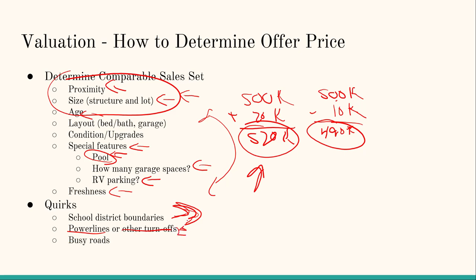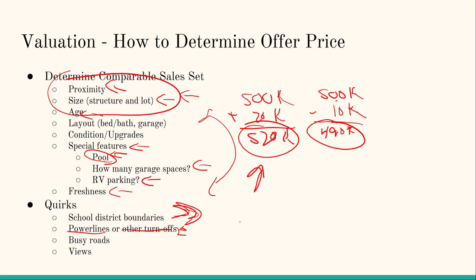If it's on a busy road, even if you do a proximity search, if your property is on a really busy road and the comps are in side streets, you're gonna have to adjust for that too. So just note that houses on busy roads are less desirable than houses off of busy roads.